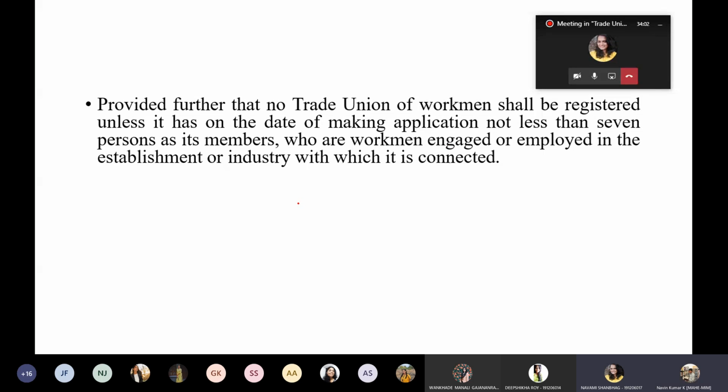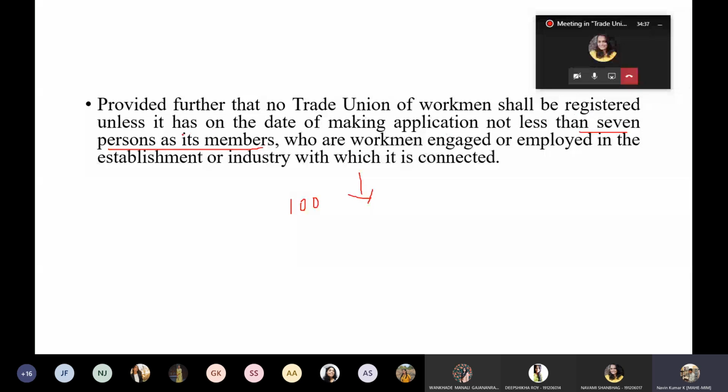Exactly. See here, suppose it is a small group, say for example 100 employees or 200 employees or 50 employees. Now along with this 10%, this condition also needs to be satisfied. What is that? At least 7 members while making an application. They must be the members of your union. That you need to prove before the registrar.